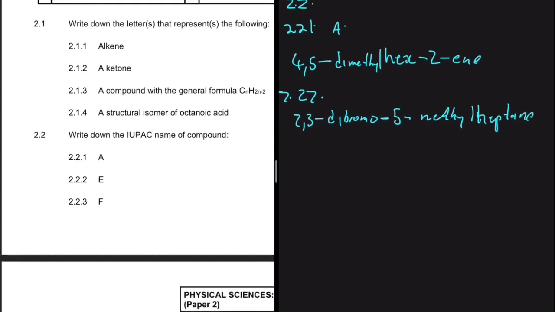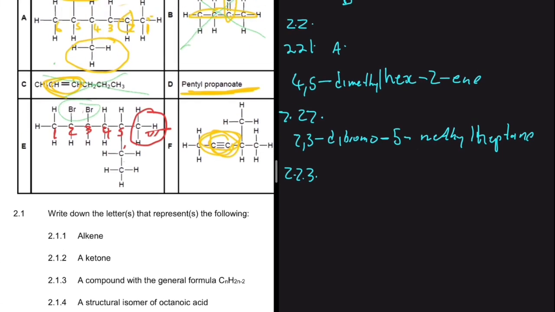And then last but not least, we have 2.2.3, which says let's write the IUPAC name of compound F.